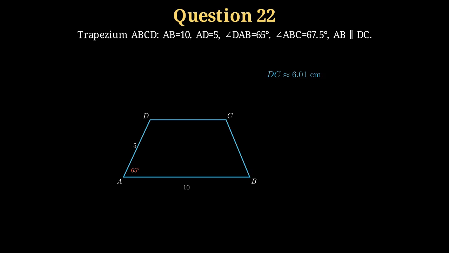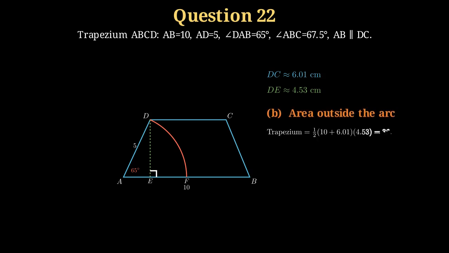Measuring. DC is about 6.01 centimeters. Dropping a perpendicular from D to AB at E, the height DE measures about 4.53 centimeters. Now draw an arc, center A, radius 5, from D round to a point F on AB. It spans the 65-degree angle.